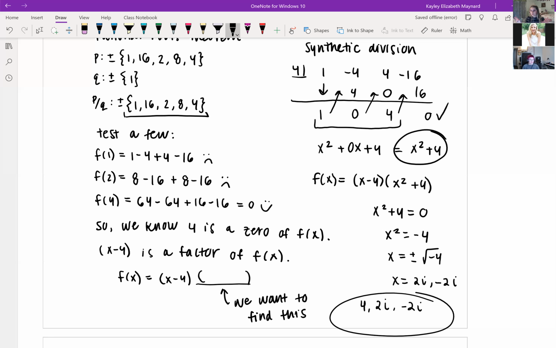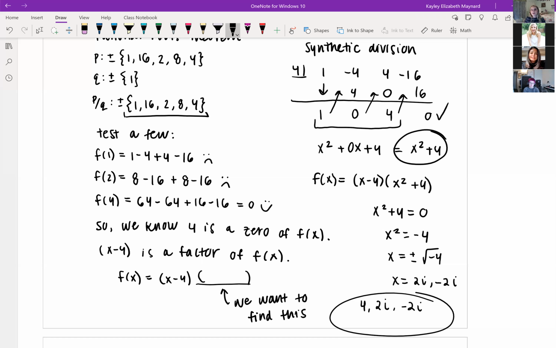Are there any questions on anything that I did before I move on to the next problem that I've got? So for problems like these, do we only plug in the p over q candidates until we get one that works and then we do synthetic division from there? Or is that how it should usually go with most problems like these?